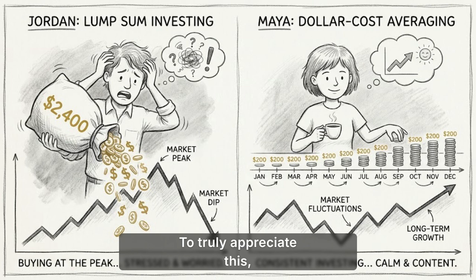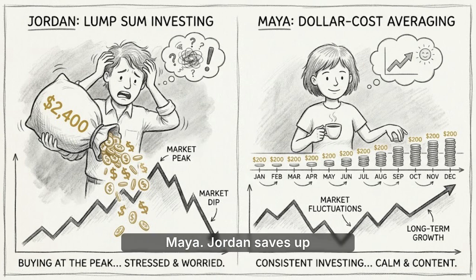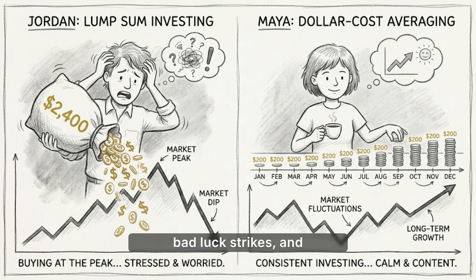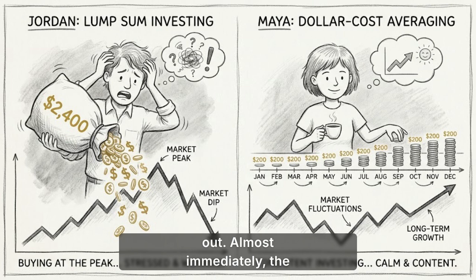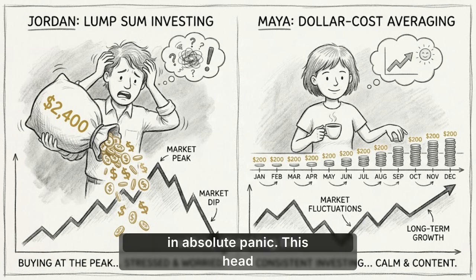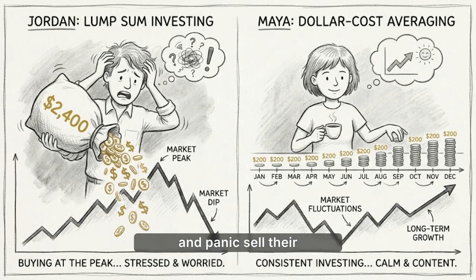To truly appreciate this, let's look at 2 different investors, Jordan and Maya. Jordan saves up a lump sum of $2,400 over the course of a year and decides to drop it all into the market at once. Unfortunately, bad luck strikes, and he invests right at a major market peak. Ouch. Almost immediately, the market takes a sharp dive. Jordan is forced to watch his hard-earned cash shrink in value, clutching his head in absolute panic.